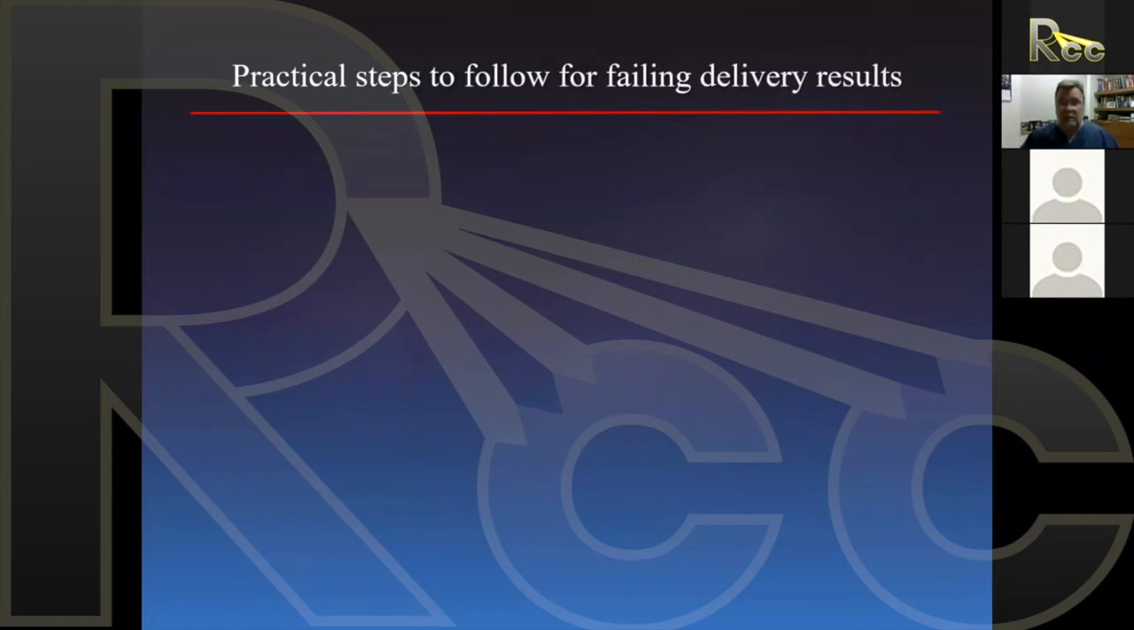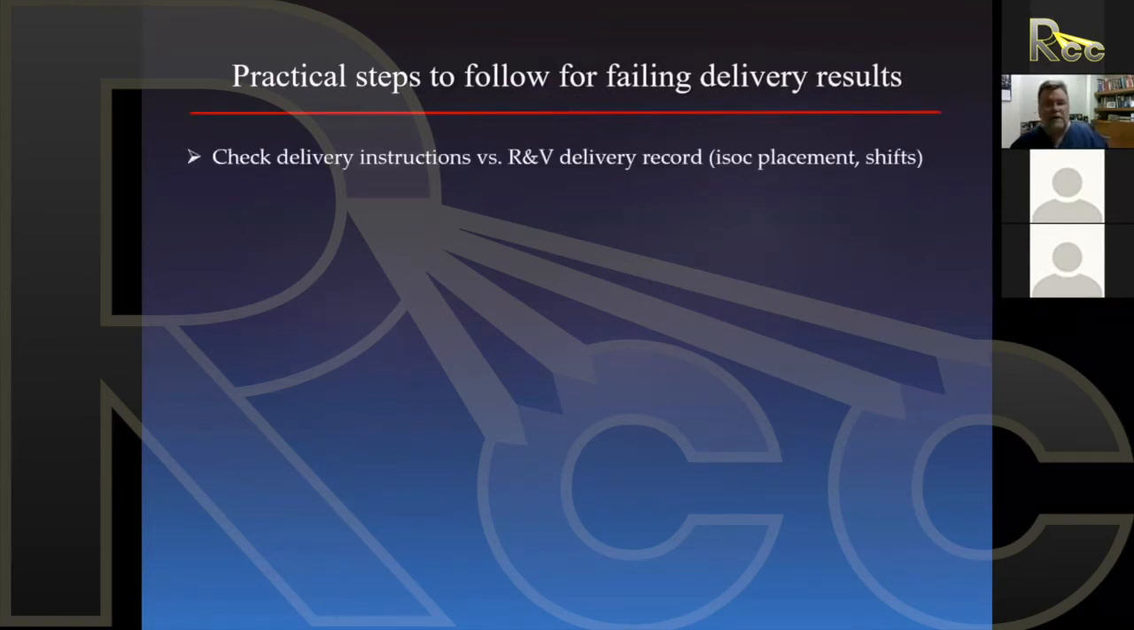So, some practical steps to follow for failing delivery results. Check the delivery instructions versus the record and verify delivery record, isocenter placements and the shifts. When they're done in the evening, you can look in your record and verify and see where the couch was. If you said raise the couch 2 centimeters and the couch was not raised, you know you have a discord between the plan exported and the one irradiated. So this is a common type of thing.